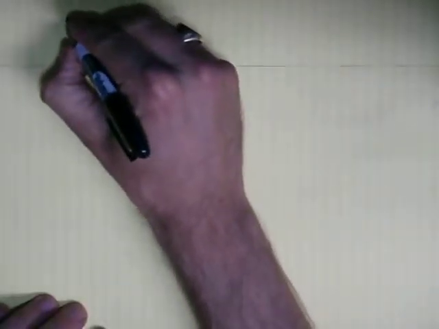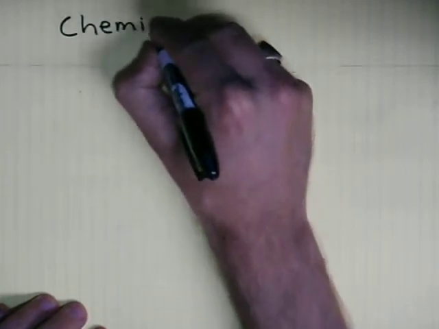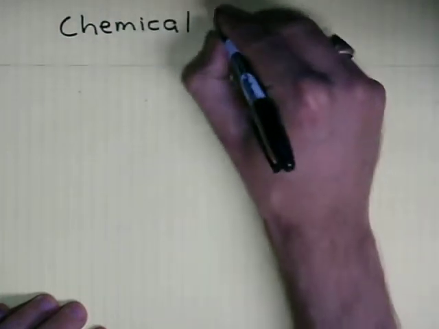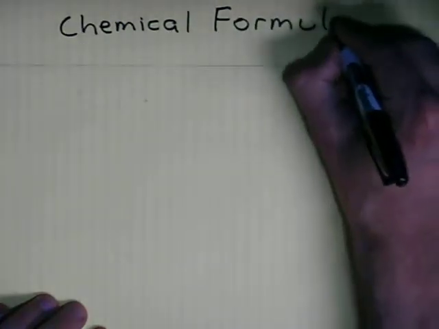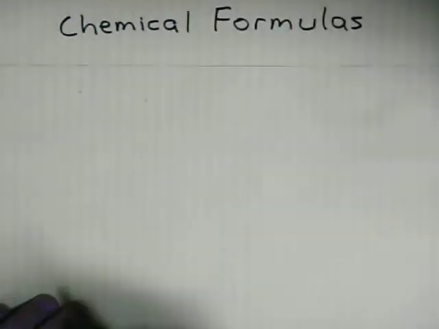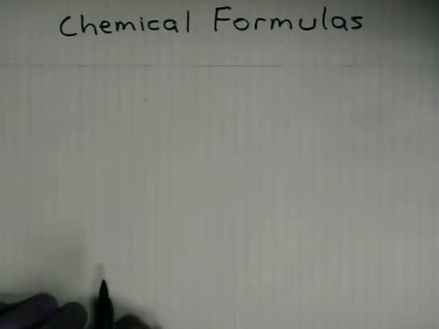Alright, so we are going to talk about chemical formulas. The reason it's important to have an understanding about chemical formulas is that we encounter these all the time in chemistry, and it's pretty much our language and how we communicate. So let's just jump right in with an example.